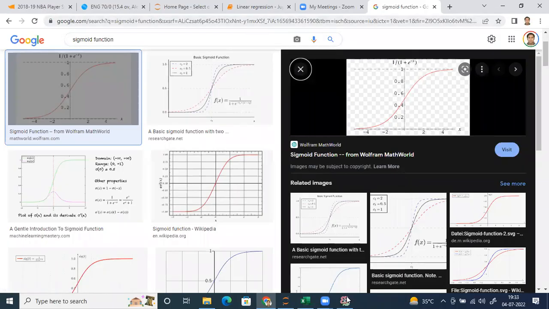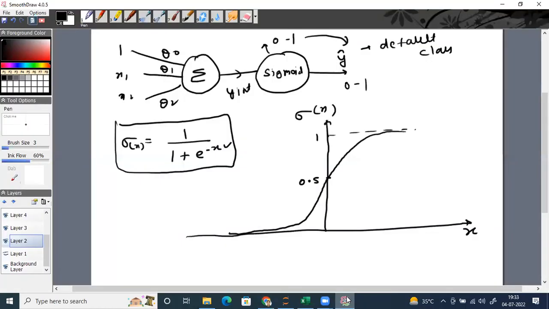Let me go back to what we were doing. Now how will you classify? It is representing the probability of the default class. The value we are getting between 0 and 1 is representing your y hat, the predicted value. The sigmoid output and y hat are the same thing, between 0 and 1.